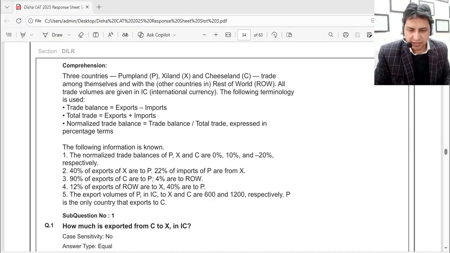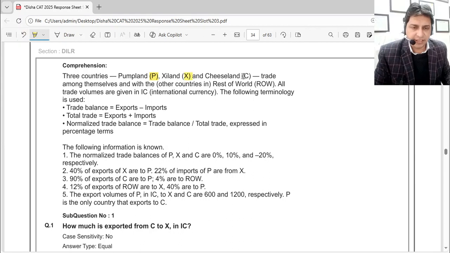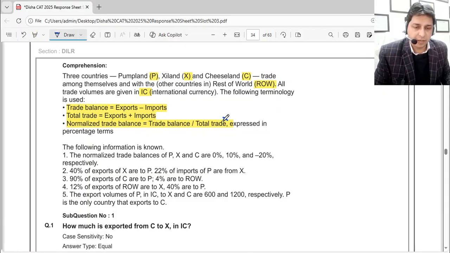Now the puzzle says in the beginning that there are three countries: Pumpland, P, Xiland, X, and Cheeseland, C. They are trading among themselves and with the other countries in the rest of the world. All trade volumes are given in IC, that is international currency. The following terminology is used: trade balance is equal to exports minus imports, total trade is exports plus imports, and normalized trade balance is trade balance divided by total trade, expressed in percentage terms. That means we can multiply it by 100 and find the percentage.